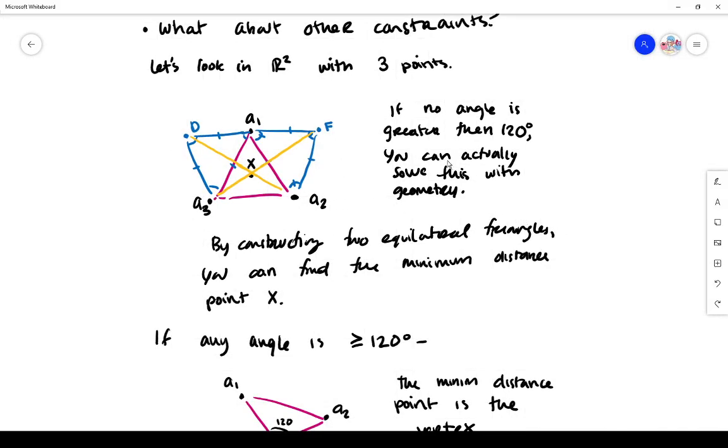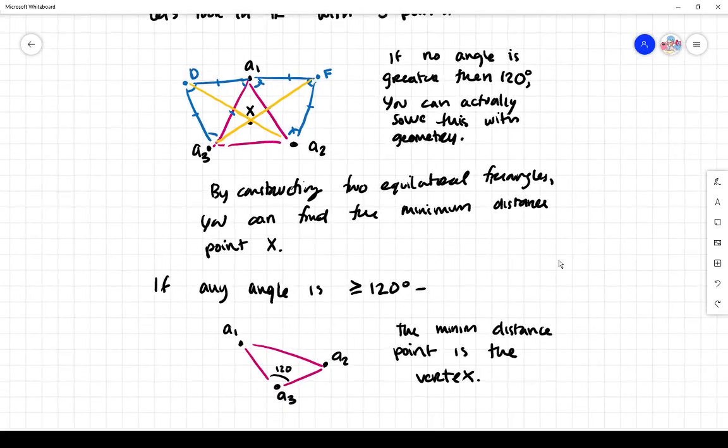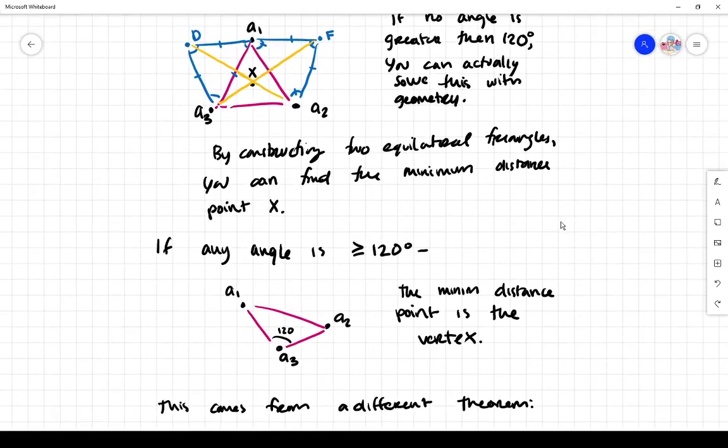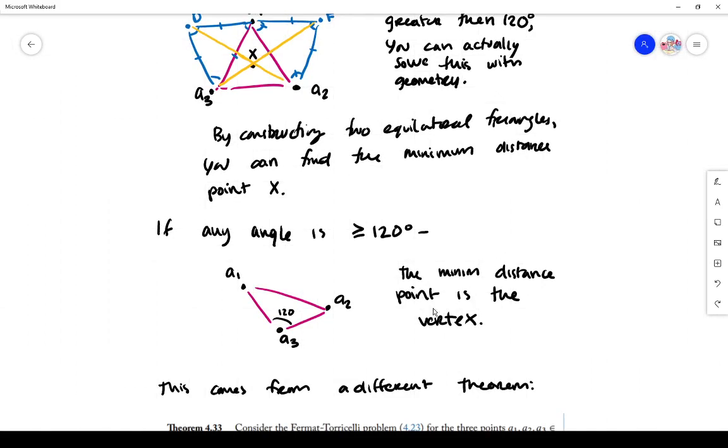So this is a pretty easy way to find the minimum distance point. It doesn't require any fancy algebra. You can just draw it out and then find the solution. And if any angle is greater than or equal to 120, the minimum distance point is not constructed like that.